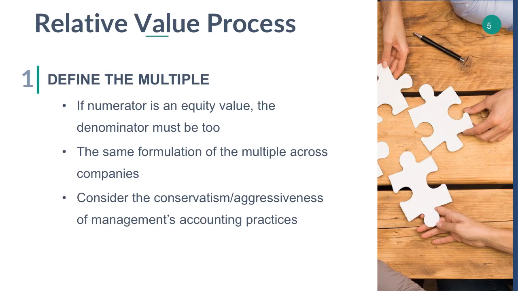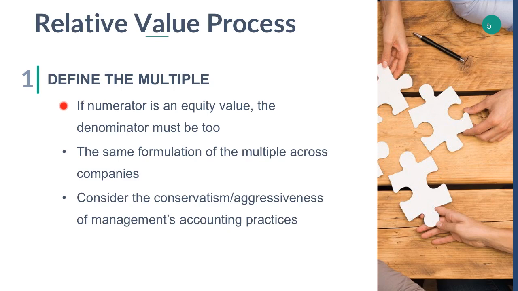On the next few slides, I'll outline a four-step approach developed by Aswath Damodaran to ensure that a relative value analysis is rigorous, and importantly, that we make the necessary adjustments for differences in the characteristics of the company and the peer group used in the analysis. We begin by making sure that the price multiples are consistently defined. By that, I simply mean that if the numerator is an equity value, like price per share, then the denominator must also be an equity value, like earnings per share.